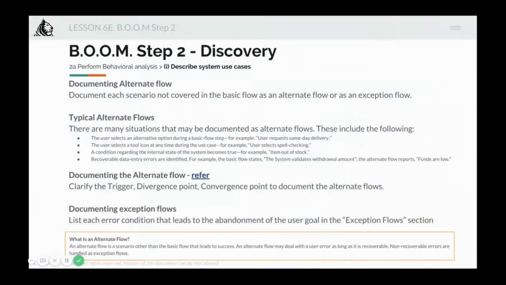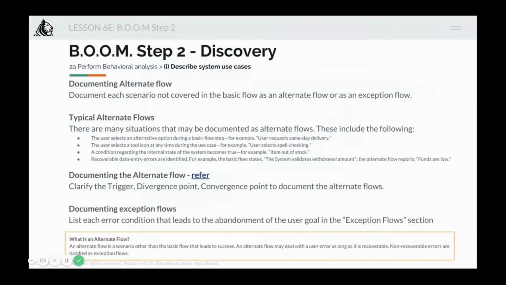And how do you document exception flows? Well, list each error condition that leads to the abandonment of the user goal in the exception flows section. Typical exception flows include cancellation of a transaction by the user and system errors that force a transaction to be cancelled. Documentation rules are the same as for the alternate flows, except that there is often no convergence point since the goal is abandoned. Right? In that case, the last line of the flow should read, the use case ends in failure.